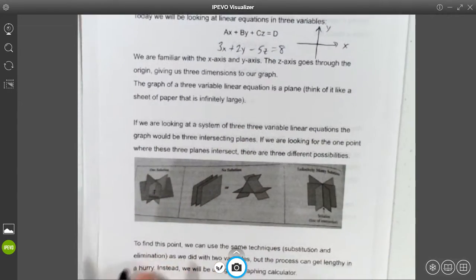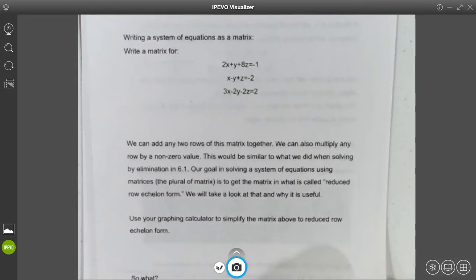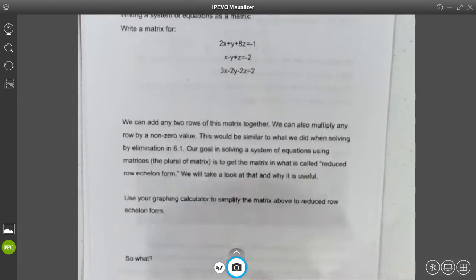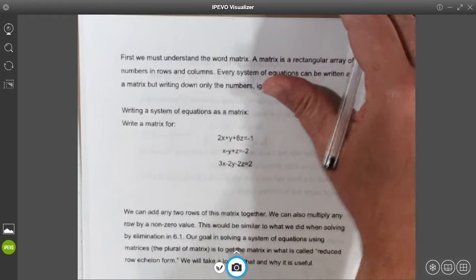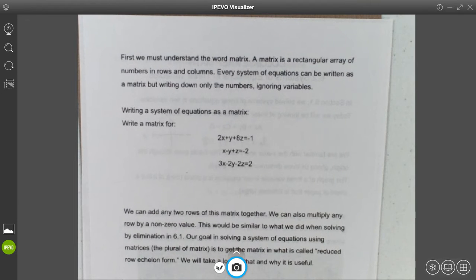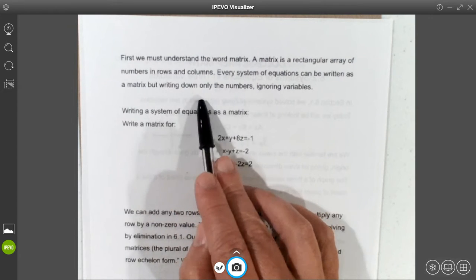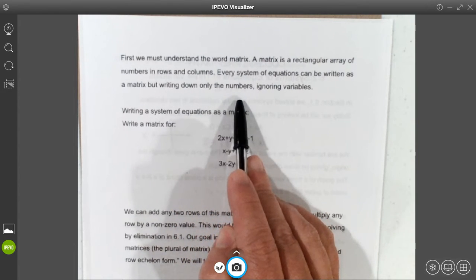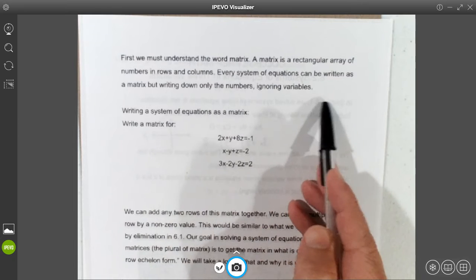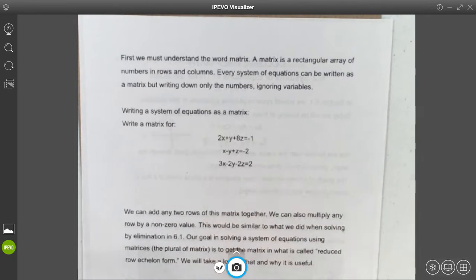The first thing before we get going with this is we have to understand a new word, a matrix. A matrix is just a rectangular array of numbers in rows and columns, and every system of equations can be written as a matrix. What we do is write down only the numbers, only the coefficients, ignoring all the variables, and also ignoring the operation symbols and the equal signs.